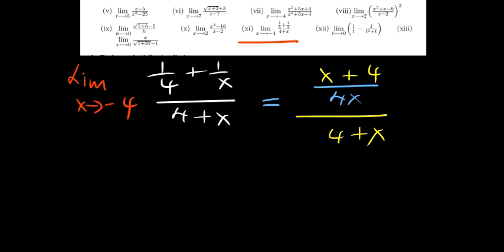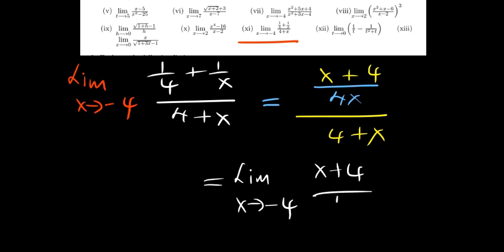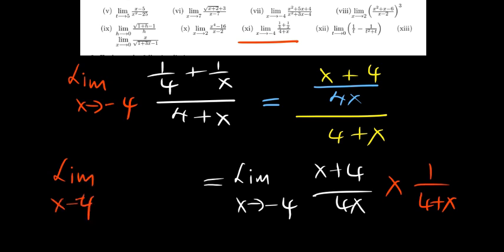So at that point, what we have is the limit as x approaches negative 4. Now we have x plus 4 over 4x, and then we're dividing by 4 plus x. So dividing by something is as good as multiplying by the reciprocal. So that's as good as multiplying by 1 over 4 plus x. So we have the limit as x approaches negative 4. For the denominator, we're just going to have 4x multiplied by 4 plus x. The top part, we have x plus 4.